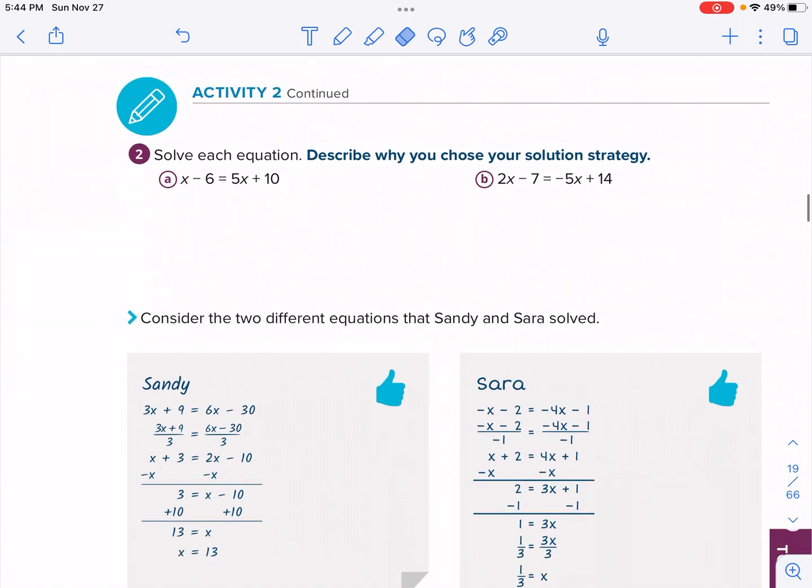Okay, so we're going to practice solving some of these. It's just saying solve each equation. Choose why you chose the solution strategy that you used. So I'll work on the one on the left. Let's say the one on the right is a U-do.